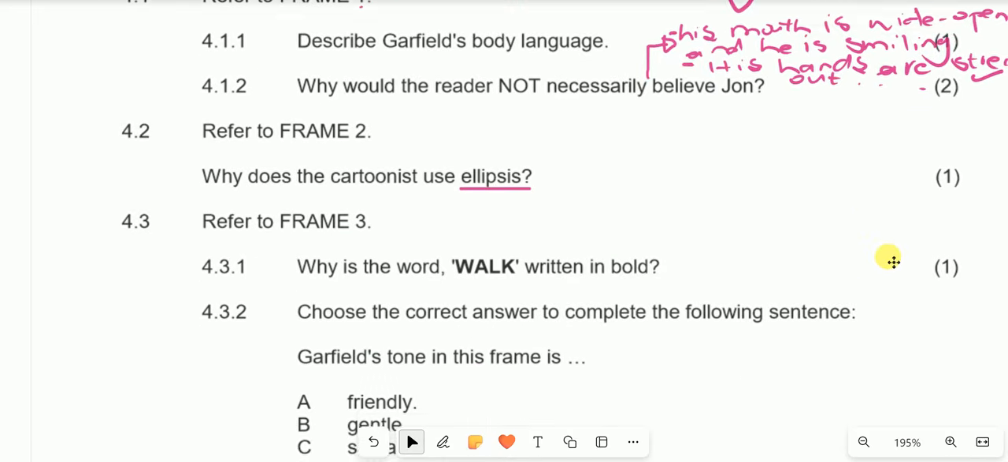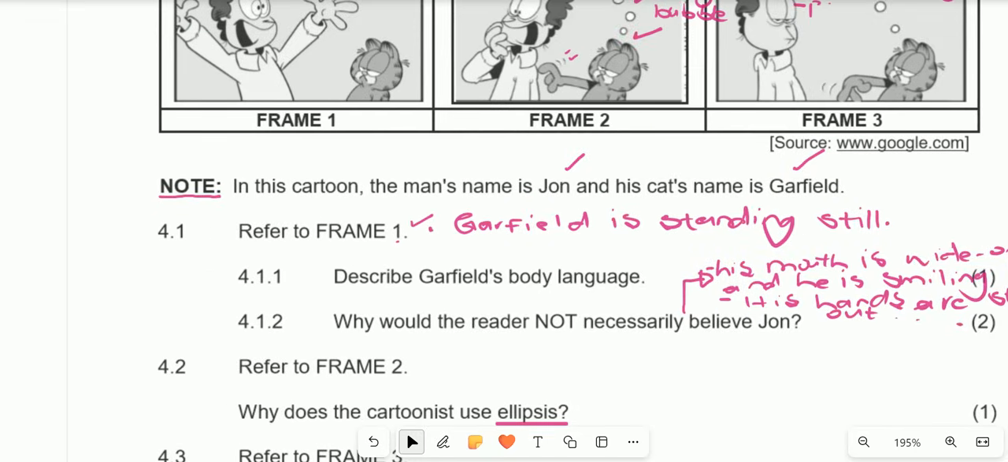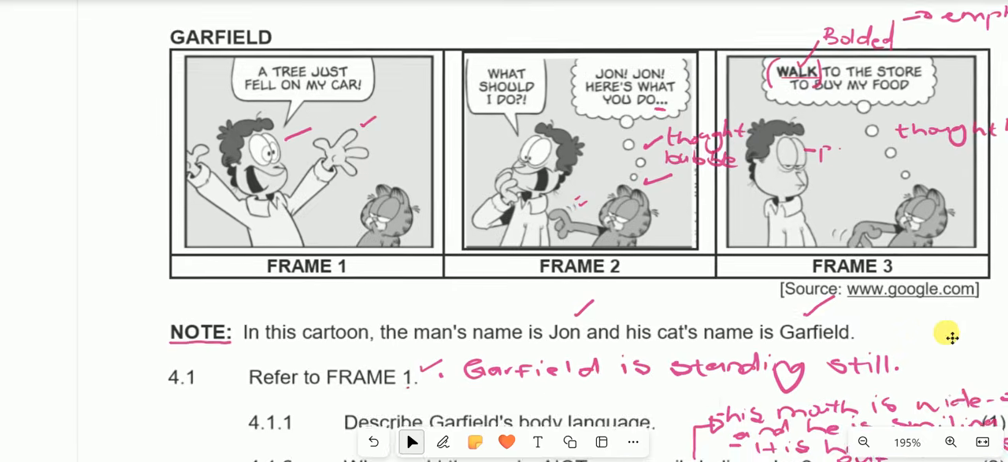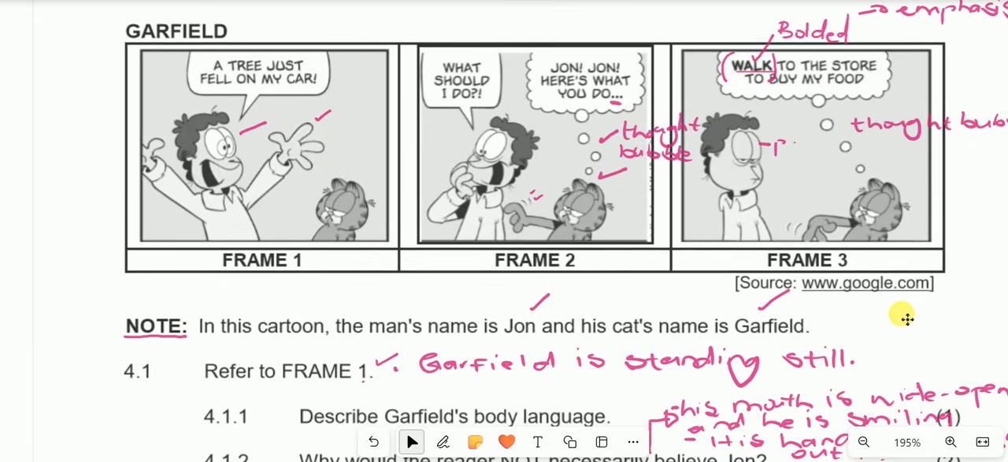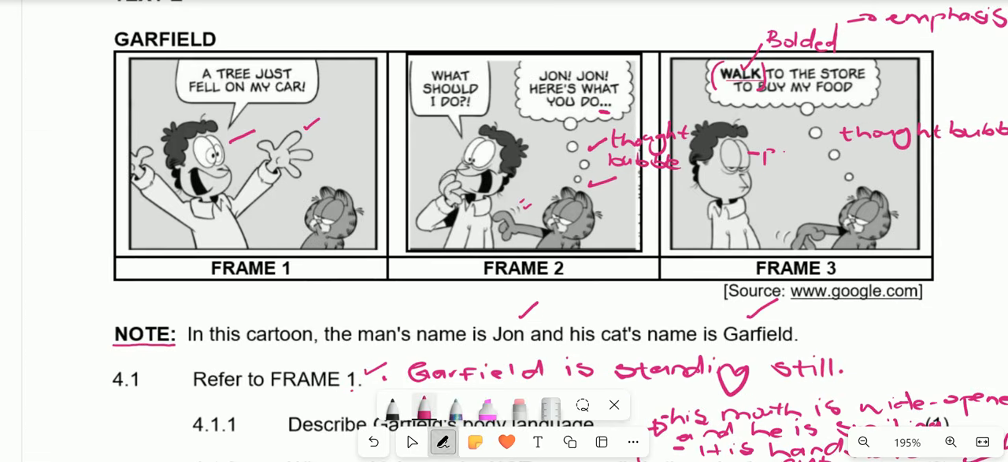And then, why is the word walk written in bold? When we were doing our analysis already, we've got our answers. Let us go back to the frame. Please, I would say do this over and over again.